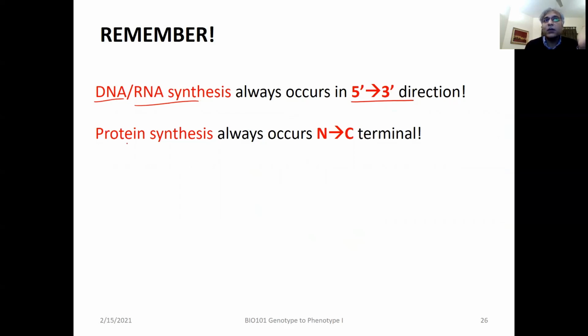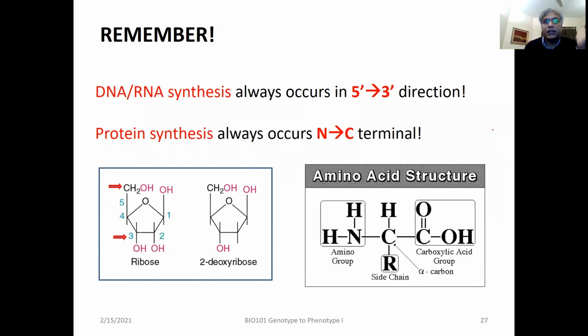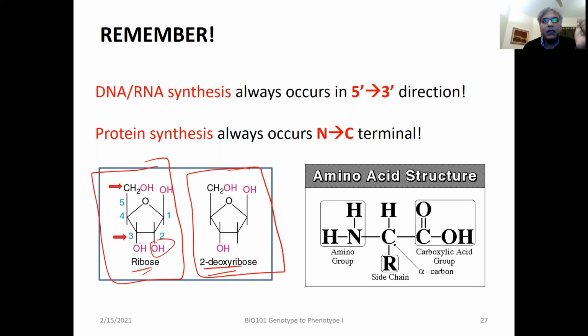But protein synthesis is always from amino terminal to carboxy terminal, the peptide bond. So this is your ribose sugar. This is the deoxyribose, the sugar which is present in DNA. This is the ribose sugar, which is present in RNA. You see 2 hydroxyl groups. In deoxy, you don't have that, here you just have a hydrogen atom.